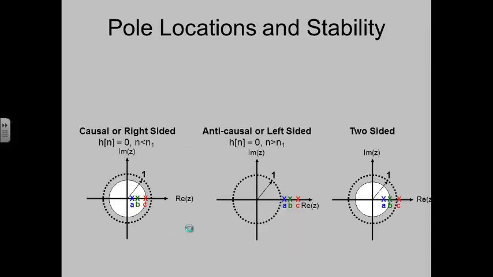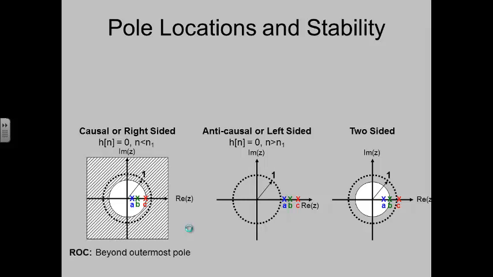Now, here's where we put all the pieces together. Regions of convergence, stability, pole locations, it's all coupled. If I have a causal, right-sided system, its region of convergence goes from the outermost pole outwards. If the system is stable, that pole must be inside the unit circle. Ergo, if I have a causal system, I can tell it's stable if the region of convergence includes the unit circle.